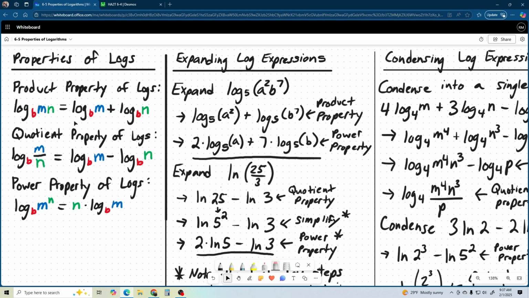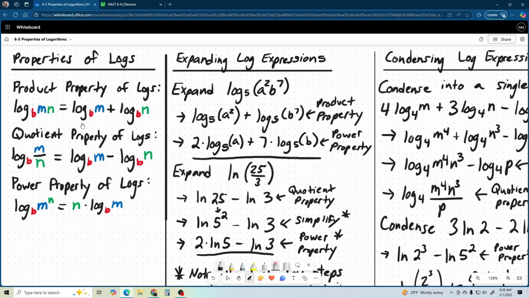Now, the power property of logs is a little bit different, but it's still kind of similar. Before, what we had with our exponents was if we had a to the m, raised to the n, this was the same as a to the m times n. So this is going to look a little bit different, but it comes from the same principle.